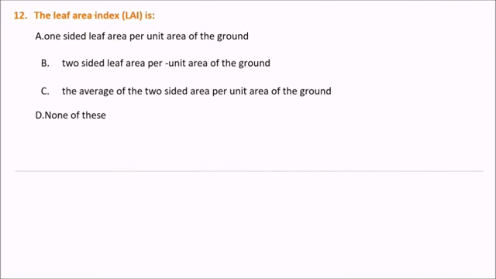Next is the leaf area index, LAI. These are options for you. Give me the correct answer. The answer is one-sided leaf area per unit area of the ground. One-sided leaf area per unit area of the ground.